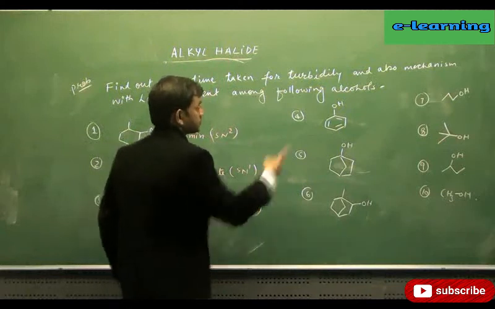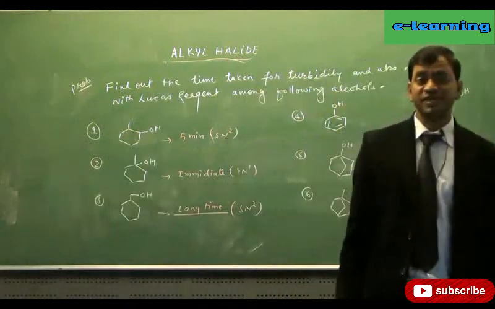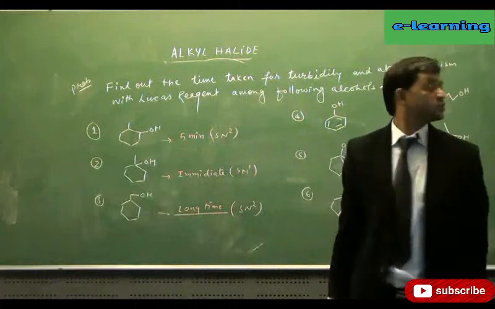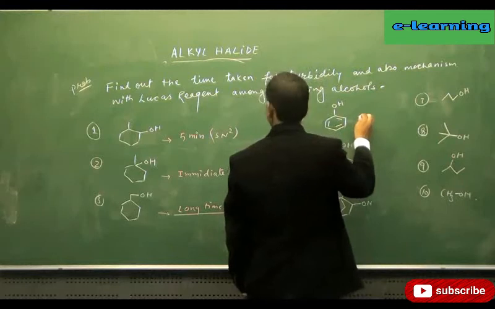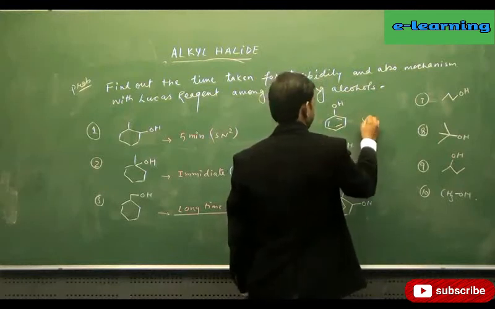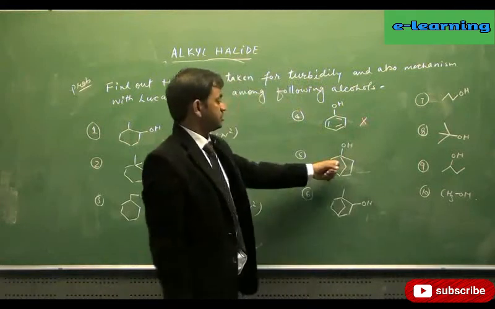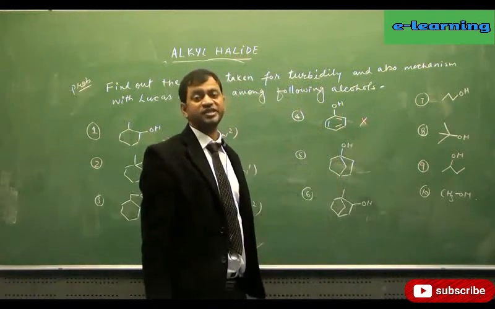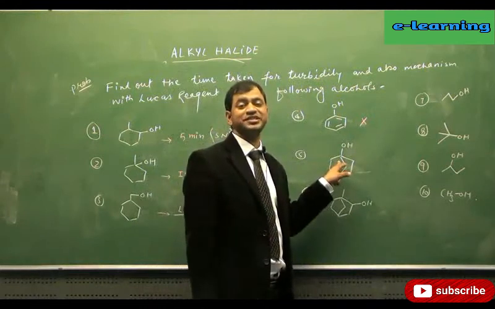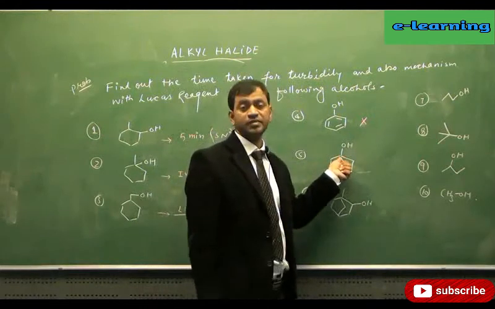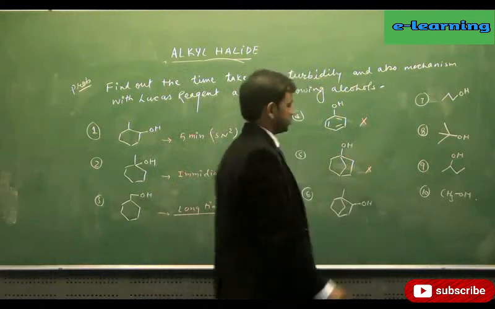Next, this is the compound which cannot give SN1 as well as SN2. So no SN1, no SN2 in that case. No reaction, so no turbidity. This compound also does not give SN1 or SN2. No SN1 because of Bredt's rule: a bridgehead sp2 carbon is unstable, so the carbocation will not form. Also no SN2, so no turbidity.